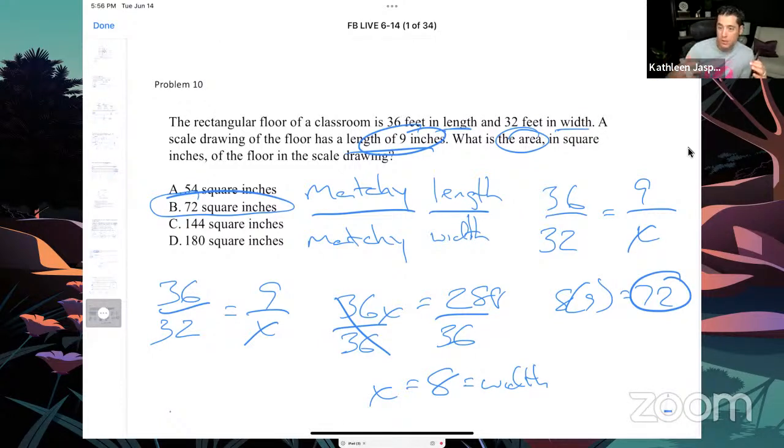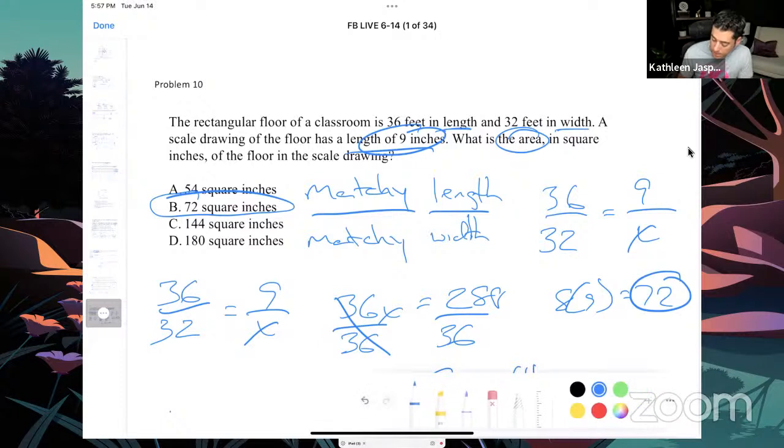Okay, so you see how it's like a two-parter. Don't get lost. That's what we do with these multi-step problems. We find an answer, like we solve for a variable, and we're like, woohoo, I got 8. All right, what do I do with 8? Then you have to go back and ask, what is the question? The last sentence is always the question of the test. It says find the area of the scale drawing. 8 inches by 9 inches gives you 72 square inches.